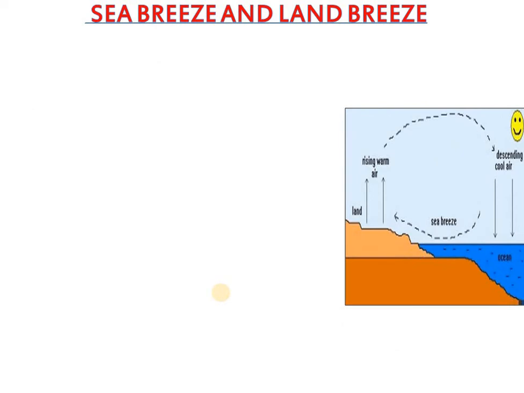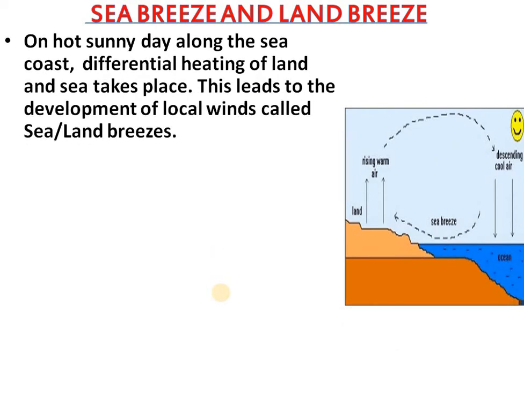So the second reason, as I told you, is the sea breeze and land breeze. One happens during the daytime and the other at night. Sea breeze usually happens during the daytime and land breeze happens at night. Let's see what a sea breeze is. On a hot sunny day along the sea coast, differential heating of land and sea takes place. You know the word differential now. Differential means different levels. This leads to the development of local winds called sea breeze or land breeze.